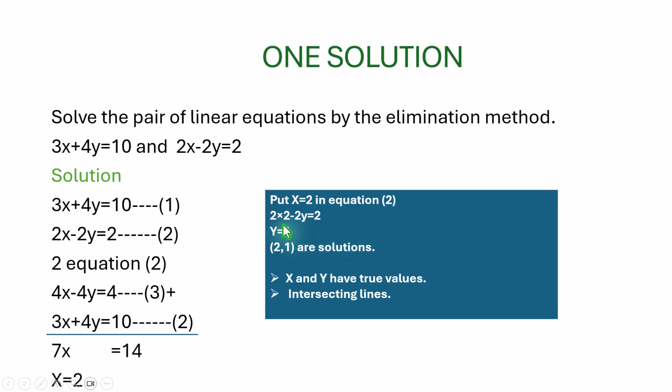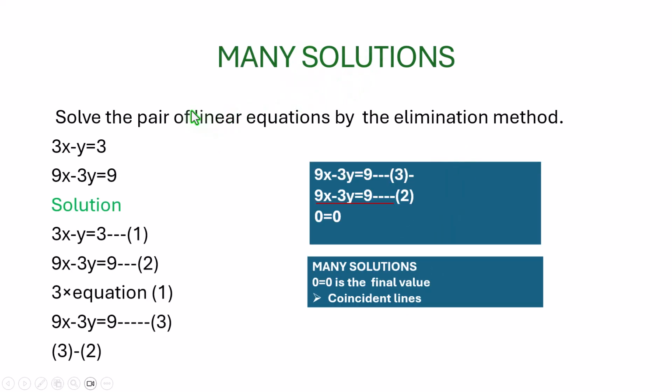Put x in equation 2, you get y is equal to 1. 2 and 1 are the solution. x and y have true values. This graph is intersecting lines. And for many solutions: solve the pair of linear equations by the elimination method. 3x minus y is equal to 3, 9x minus 3y is equal to 9.